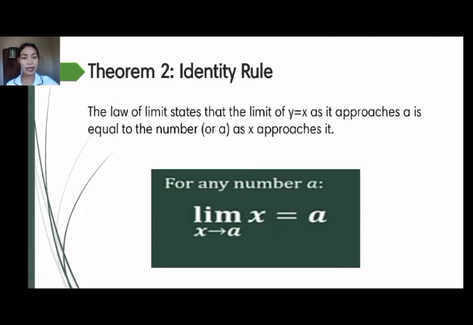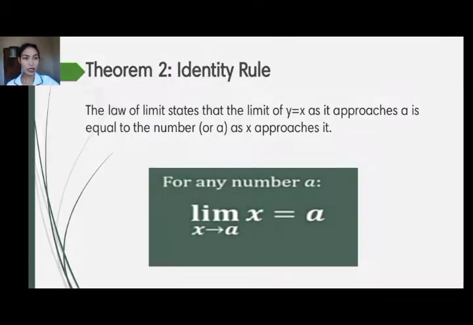But for our identity rule, we have to look at where x is approaching, or the value of a. And our function is just always x. So if our function looks like this, where the function is just x and x is approaching any number for that matter, then that will be our answer. That will be the limit of our function.